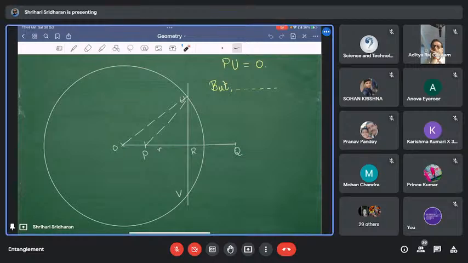Do you at least see that there is a problem? Are you able to at least see that P is a point inside the circle, and by construction, U is a point on the circumference of the circle? How did these two points coincide? How did these two points merge together at the end of the day? How did the distance between P and U become zero?